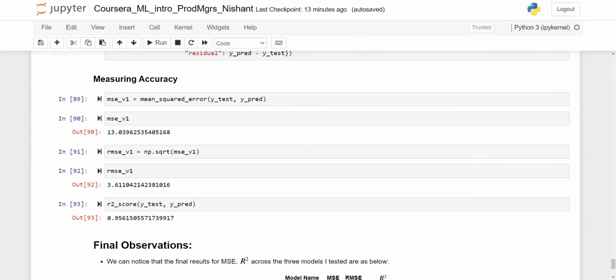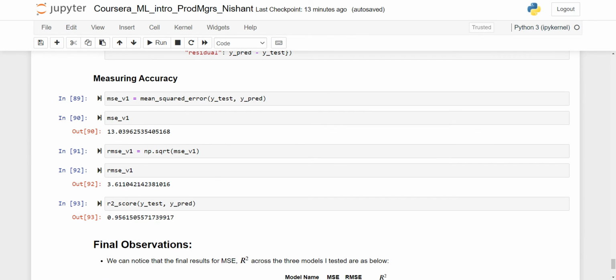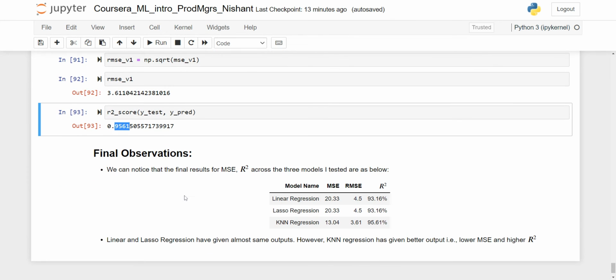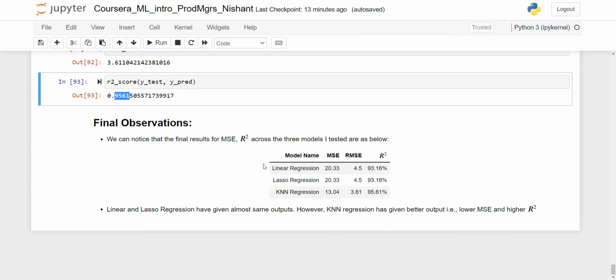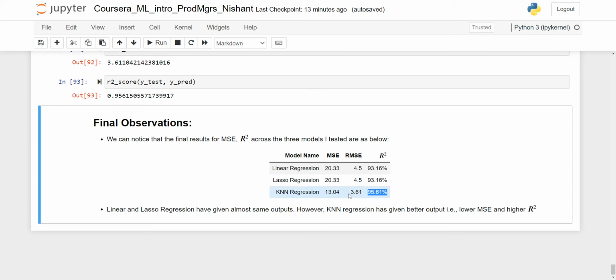Based on this, I have predicted and received an R square of 95.61%. We can see that among all the three models that I have, KNN regression has done the best with an R square of 95.61 and the lowest RMSE of 3.61. And linear and lasso regression have given similar outputs. This is my observation. Thank you.